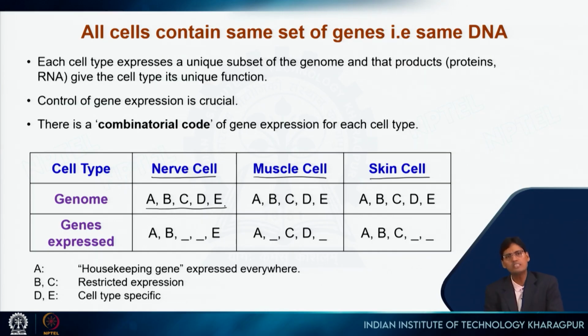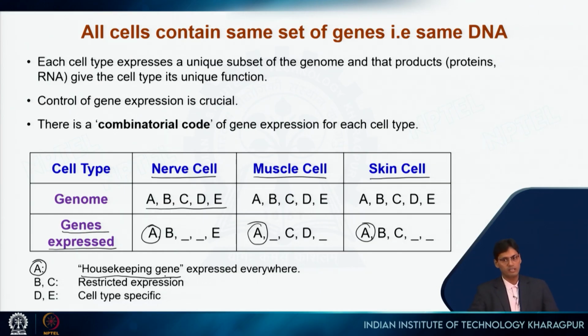Now, out of these 5 genes, as you can see, gene A is present and it is expressed. Here we are showing gene expressed. So A is expressed in nerve cell, muscle cell, skin cell. We are showing just 3 different cell types. Maybe if we include more cells like liver cells and pancreas cells, we will see that A is getting expressed everywhere. So as a result, I would say that gene A is a housekeeping gene that is expressed everywhere.